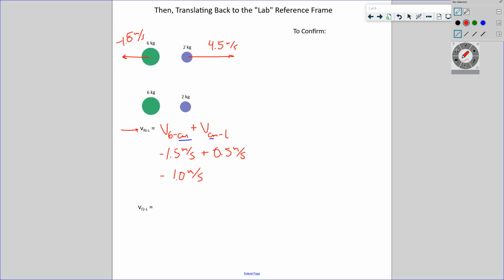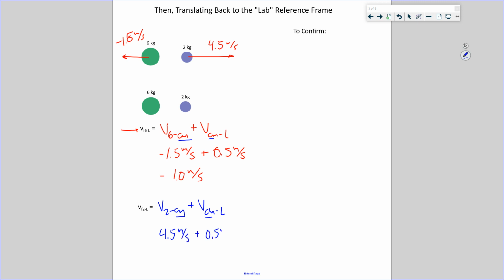V final of 2 relative to the lab is V2 relative to CM plus VCM relative to lab. There's our common frame. This is 4.5 meters per second plus another 0.5 meters per second, and that's 5.0.